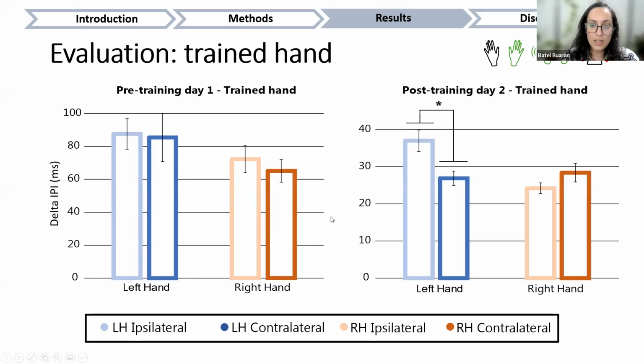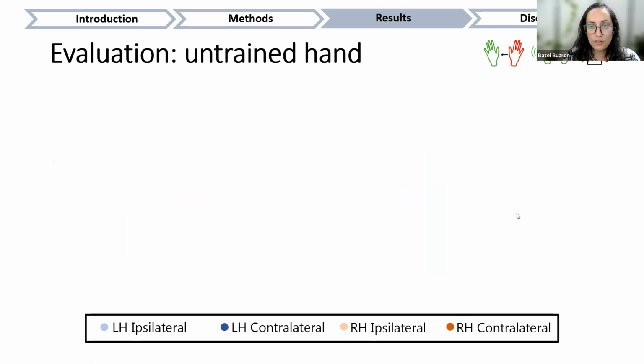On the second day, first of all, note the difference in the scale. Participants improved from the first to the second day, so they were better, but the benefit of contralateral feedback was consistent in the left hand, even in the evaluation and not only in the training. But we didn't see any significant difference in the right hand in the evaluation.